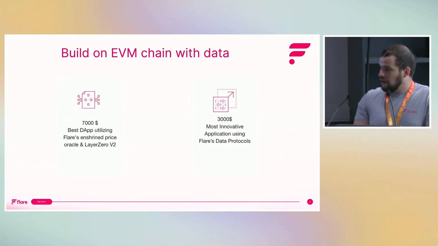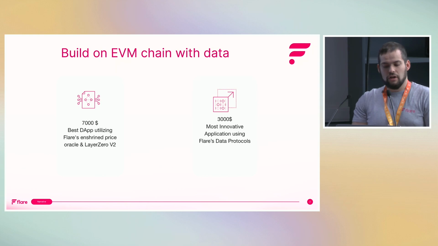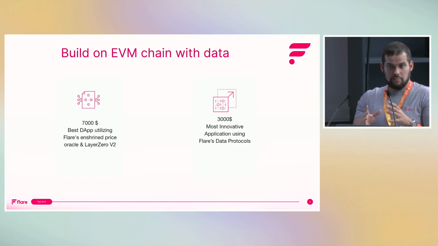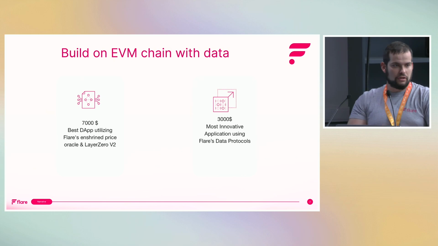So what you can do with Flare, well, you build on an EVM chain, that has all the nice things you're used to building with, all the tooling, and you can do it with data. So we offer two different prizes. The first one is the FTSO prize, for the best utilization of Flare's enshrined pricing oracles, together with LayerZero V2 or any other cross-chain connectivity that we also offer. So use a price you can get every second, on every block, and do something with it, not just on one chain, but cross-chain. Use liquidity somewhere else. Use the tokens deployed somewhere else. Buy something somewhere else, use information from Bitcoin, and do this.